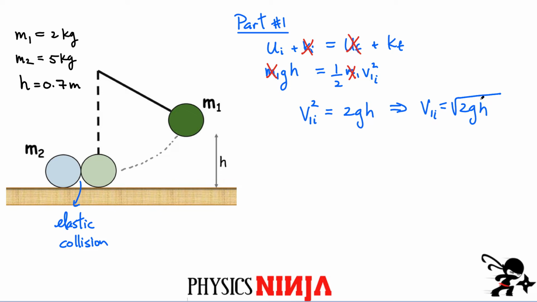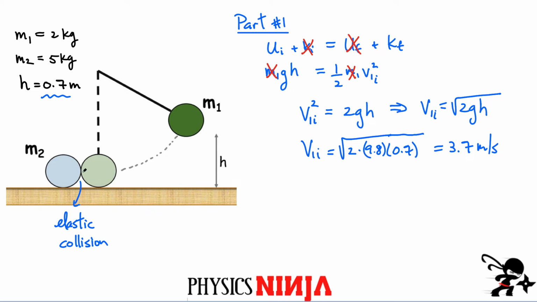Now, if you wanted to get a number out of this, you could certainly do that. So let's go ahead and do that. v1 initial is going to be the square root of 2, let's take 9.8 for little g, and my height, I've said right here, 0.7 meters. All right, put all of that stuff in the calculator, and I think I get like 3.7 meters per second. So that is the initial velocity right down here.